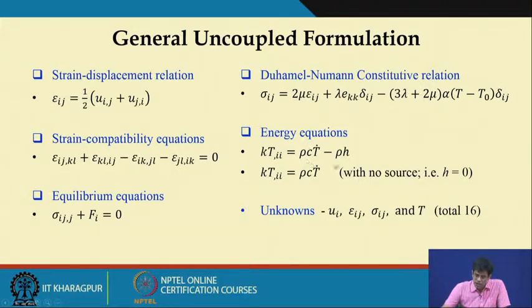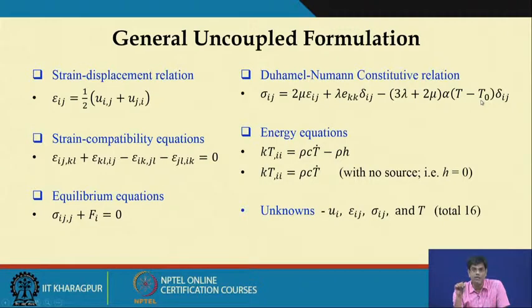Now, the energy equation, if there is no source term, so if H equals 0, which we have also derived for the uncoupled form. As a whole we have 3 displacement unknowns, 6 strain components, 6 stress components, and the temperature unknown. So, in an elasticity case there is another unknown which is coming as temperature.